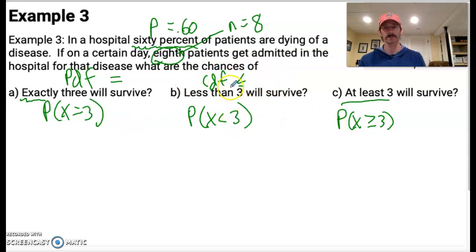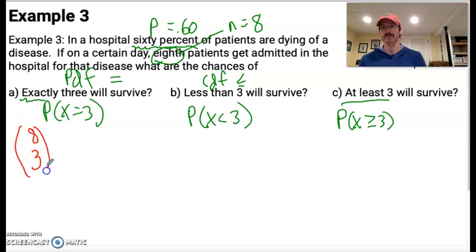But I always start this by writing a little probability inequality or equality, depending, so I know what's going on in terms of PDF or CDF. It's just a kind of helpful little task. So this is an equal to. So if we're doing it the old school way, we've got 8 patients. So this would be 8 patients. And I want to know the probability that 3 of them survive.